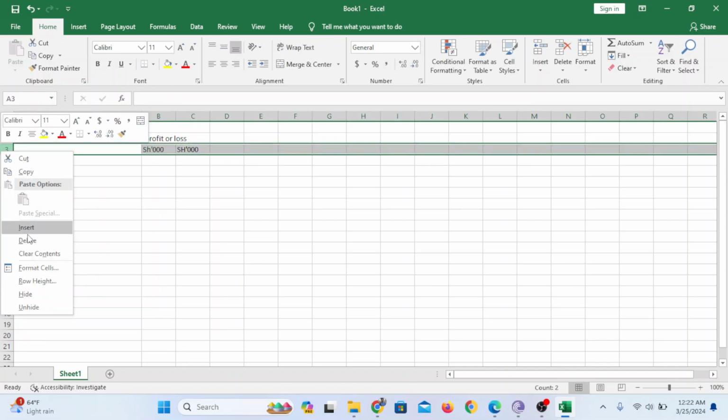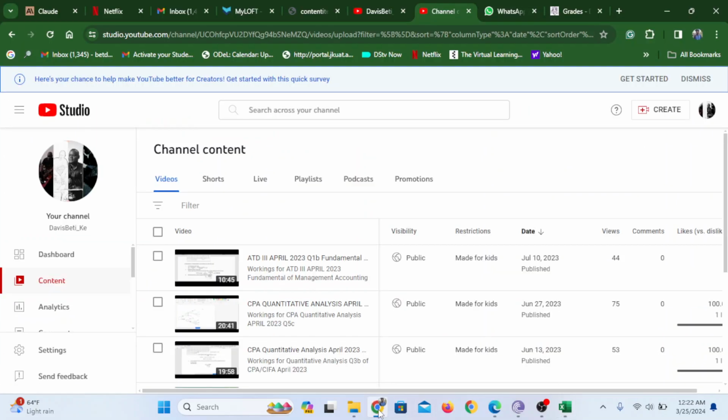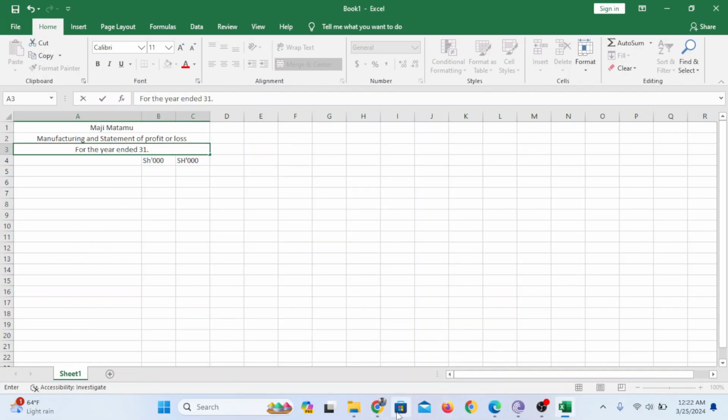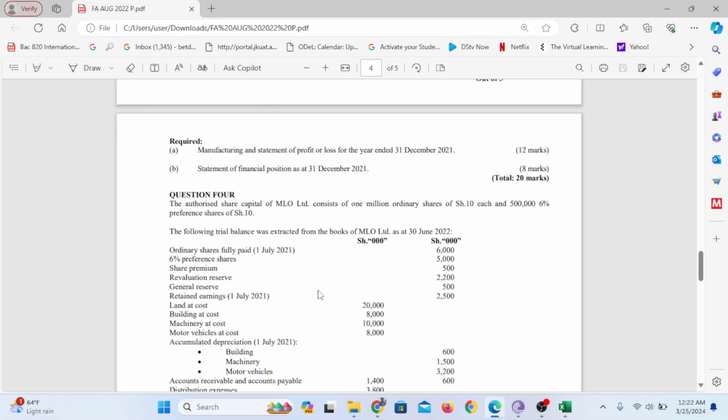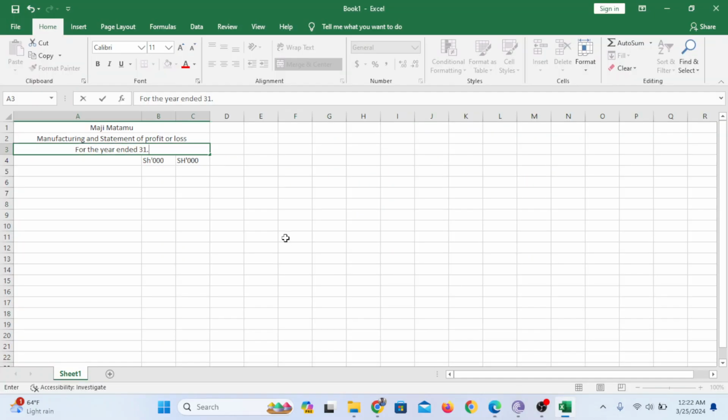We need to add another column here. We're preparing this statement for what period? So say here, for the year ended 30th June 2022.